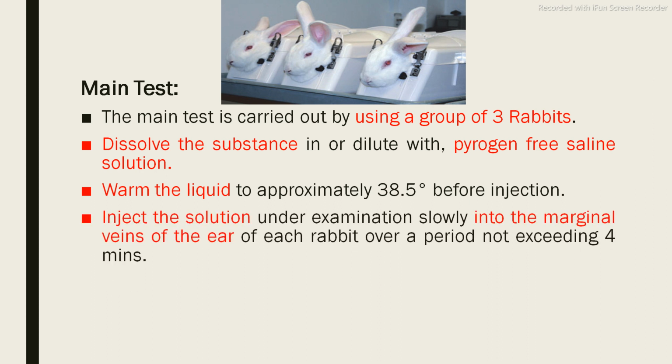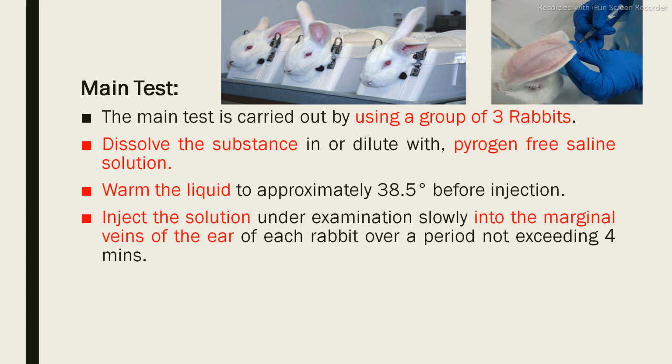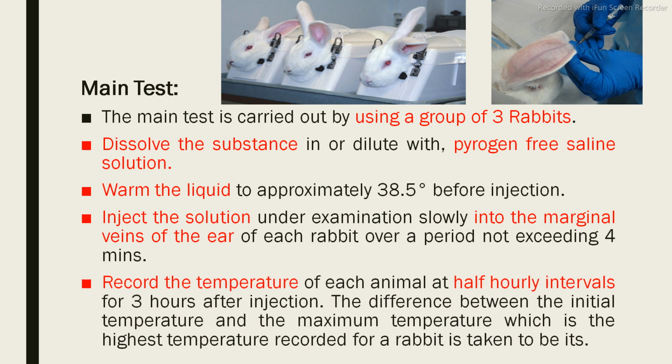Once it is warm, inject the solution into the marginal vein of the ear of each rabbit. Here in this image you can see the marginal vein. In this marginal vein we inject the parenteral preparation, and then record the temperature of each animal at half hourly intervals for 3 hours after injection. Means once the injection is done at 11 o'clock, then every 30 minutes we record the temperature of each and every animal. This continues for up to 3 hours, so in 3 hours you will have 6 temperature readings of each rabbit.